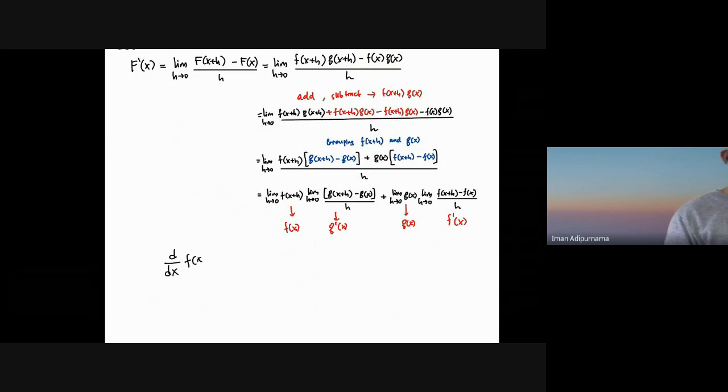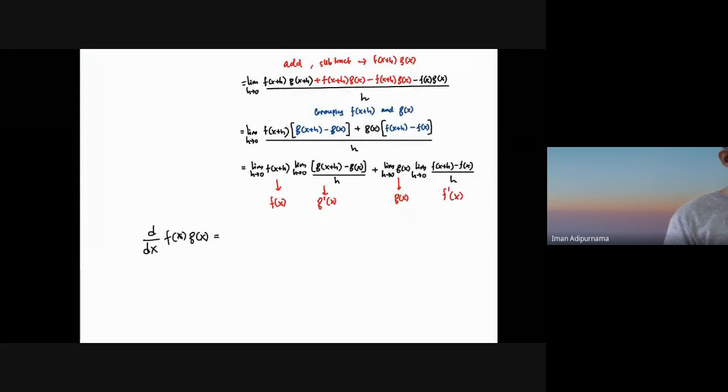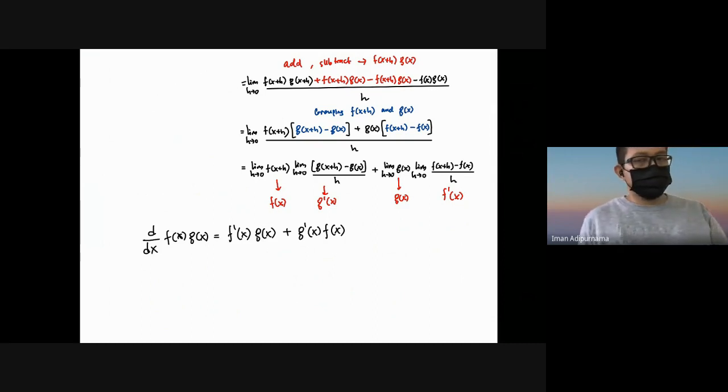If you have the product rule, my preference is always to start with f prime of x, and then g of x, and then plus g prime of x, and then f of x. Just my preference. You can start with g prime f and plus f prime g, and it's the same. But my preference is this because we will see with the quotient rule, it helps you get all the ideas together.